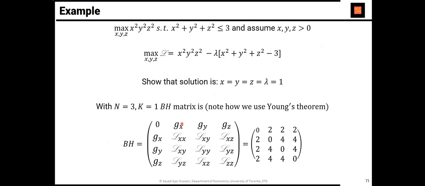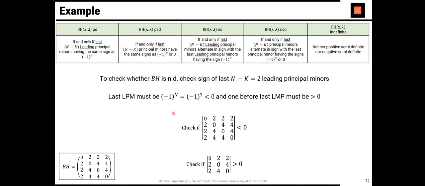So this one, you do have a border. And now, again, the same thing over here. I have to check the signs of the last n minus k, 3 minus 1, 2 leading principal minors. The last one should be negative. The one before that should be positive. And you can verify on your own that it is in fact the case. You should know how to do these determinants, by the way, right?